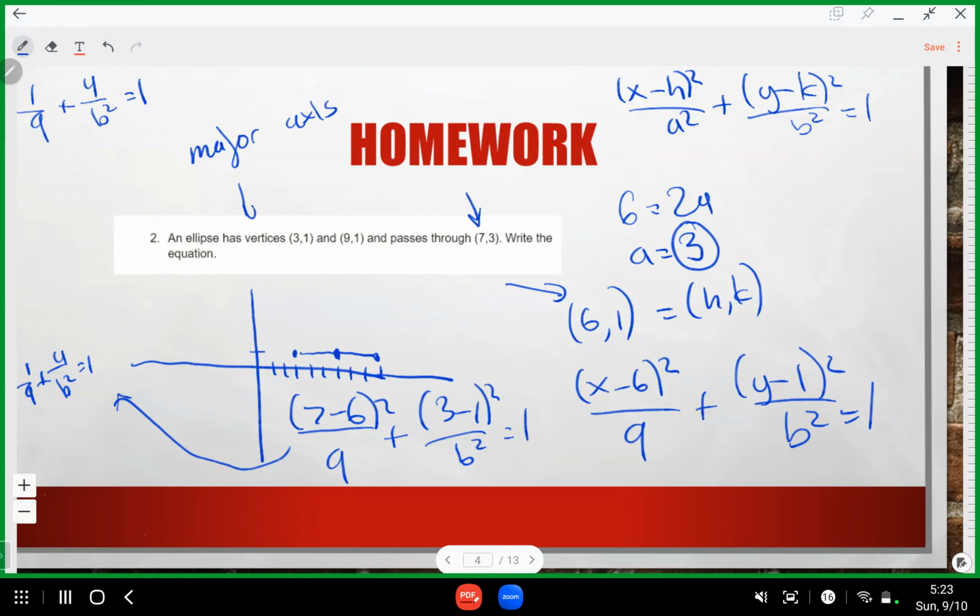We could multiply, since you see you have a denominator here, right? So what we can do is find the common denominator, right? Multiply this by 9b squared. It's going to be b squared plus 36 is equal to 9b squared. So 36 is equal to 8b squared, right?